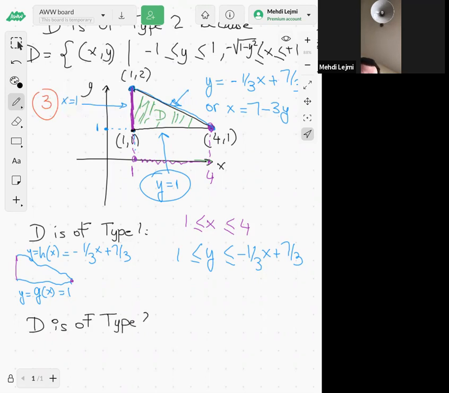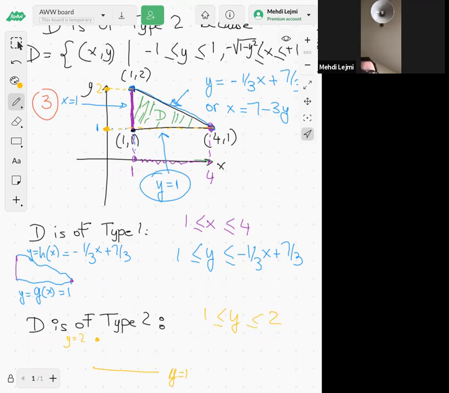So in type 2, you start with y. So I'm going to start with y. In this case, my y coordinate is between 1 and 2. At 1, I have this segment, and at 2, I have this point. So this is y equals 1, and here you have y equals 2, so y between 1 and 2.